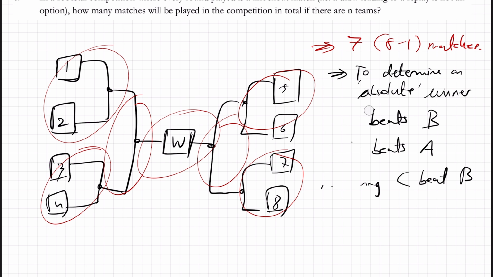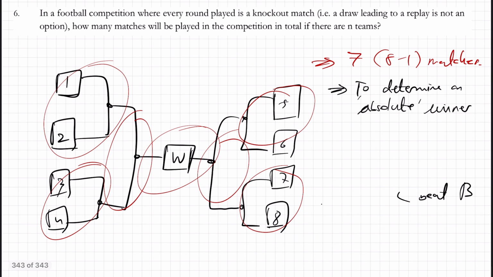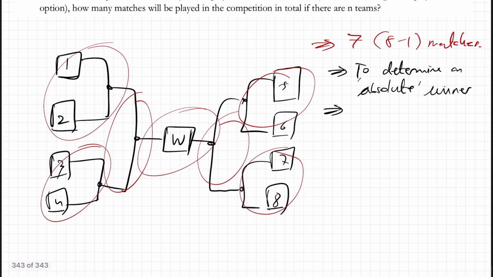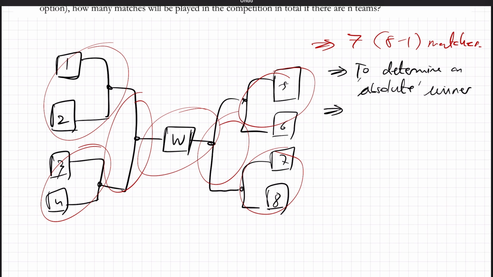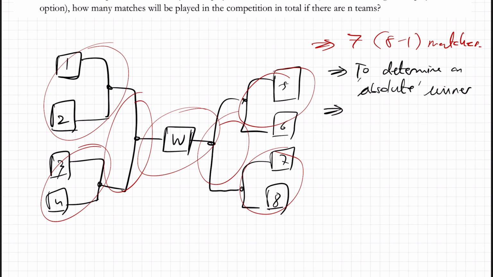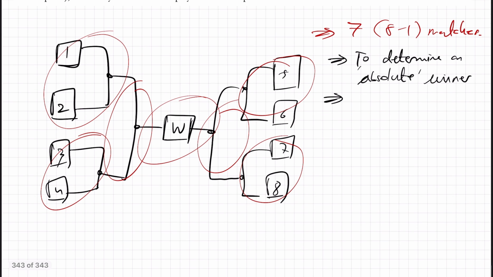So now, to determine an absolute winner, we need to play every team against, not every other team, but it's going to be something like this, right? Where we have to play the right number of games so that we can determine conclusively that each team is better.